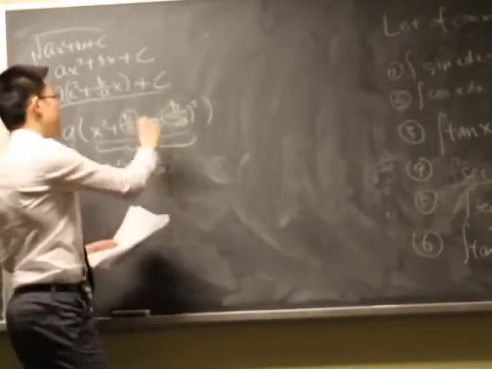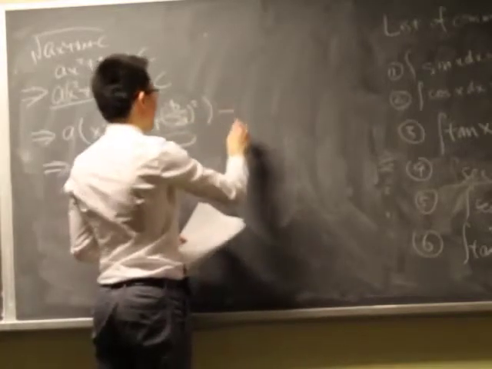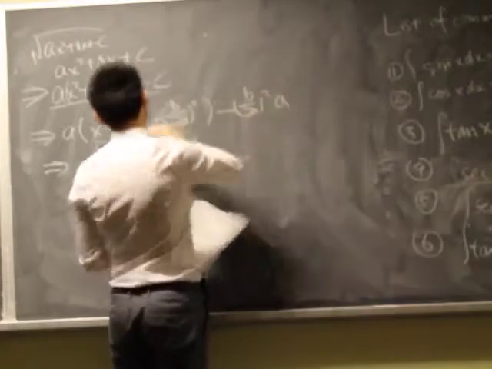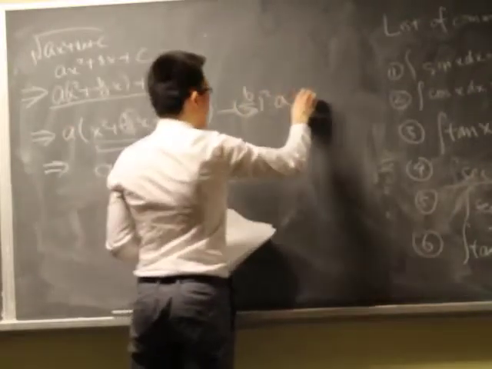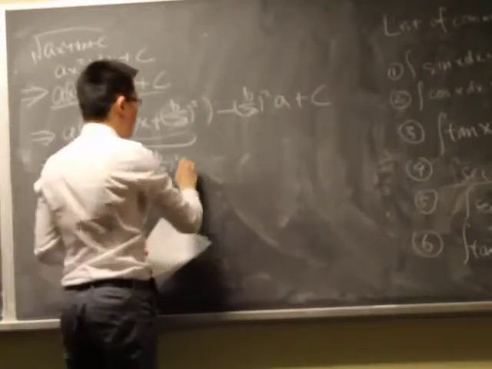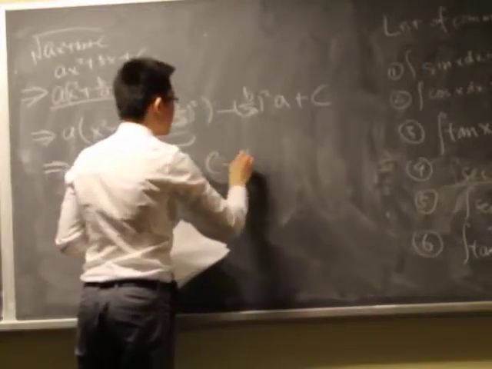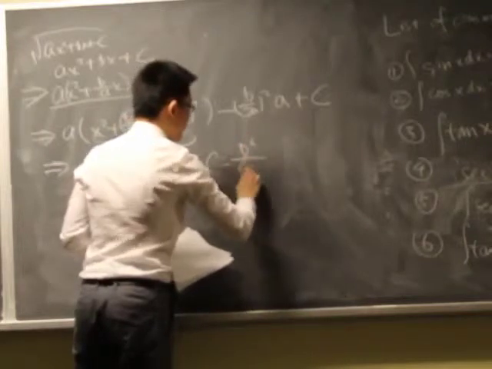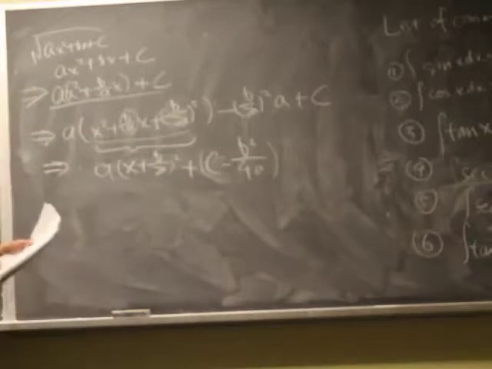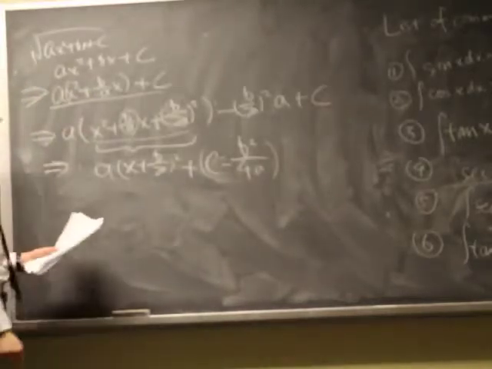So we have to subtract it back, and the thing we're going to subtract back is b over 2a squared, multiplied by a because there's an a in the front, and then adding the c. So in the end, this expression will become... alright, does that look familiar?